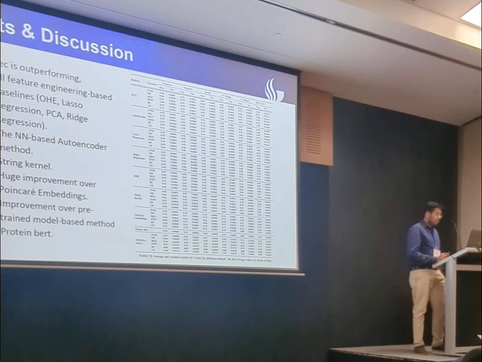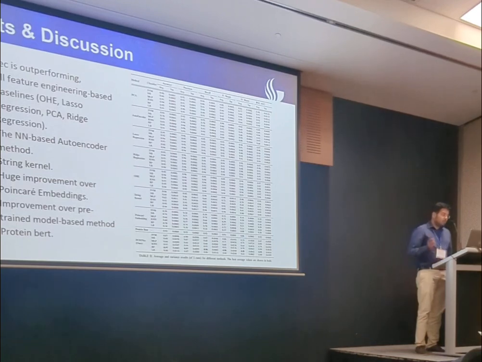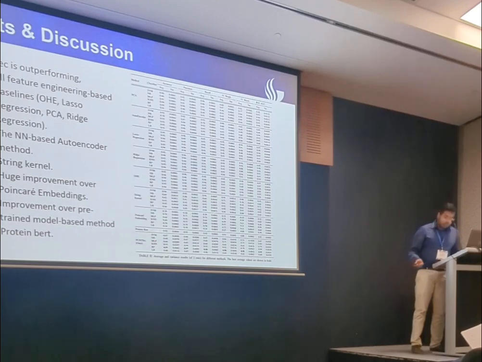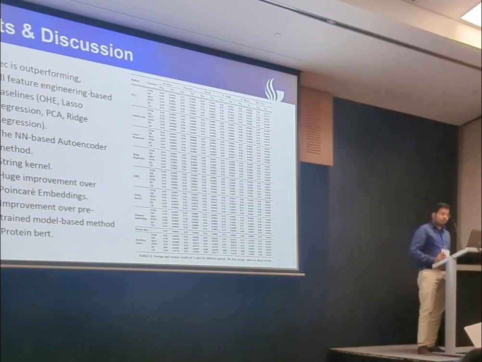With the results, we can see that PCD2Vec is outperforming all the feature engineering based methods, including one-hot encoding, lasso, PCA, and ridge regression, and the neural network based methods as well, which are the autoencoder, string kernels, and even Poincare. The Poincare results are also not very good compared to what we are proposing. Protein BERT has good results of around 92% accuracy, but again, 92 is still far behind the 97% which we are getting with the random forest using our proposed distance matrix methodology.